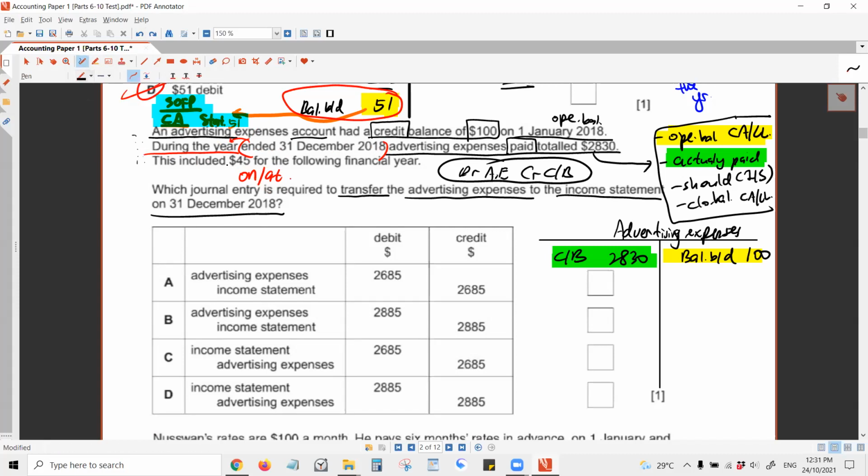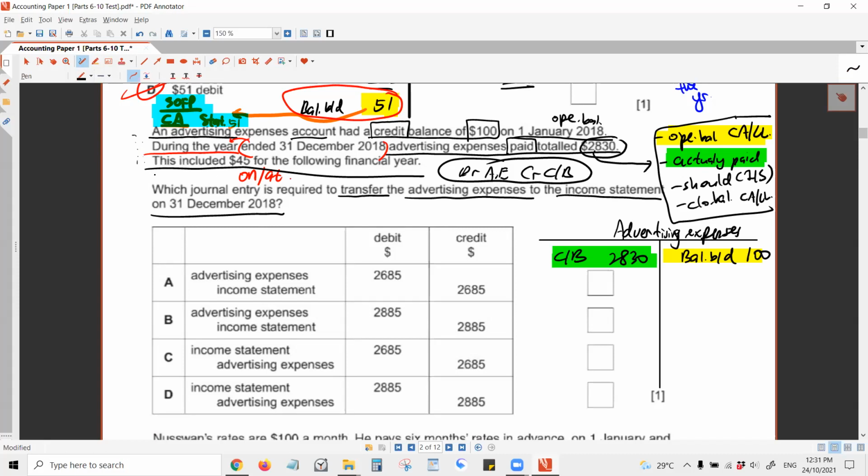Now, last one. These included 45 for the following financial year. Okay, it's telling you that inside the 2830, there is an amount 45, which is for the following year's advertising expenses. Meaning they have overpaid, agree? They have overpaid for the following year.